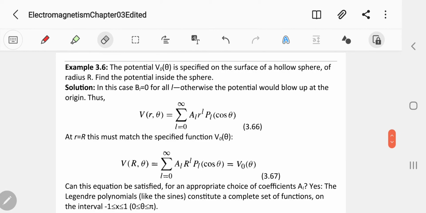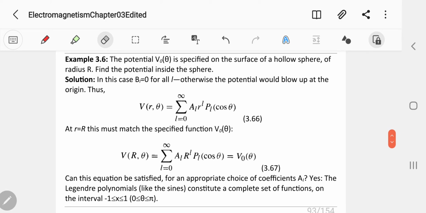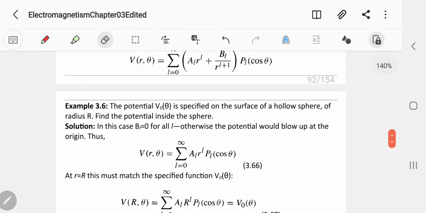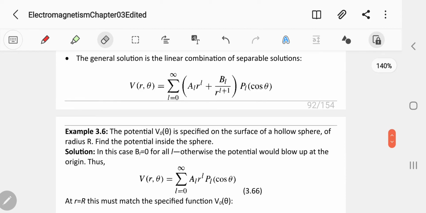So let's now look at example 3.6. The potential V sub 0 theta is specified on the surface of a hollow sphere. Hollow sphere means it's a spherical shell of radius R. Find the potential inside the sphere. So inside the sphere would be r is less than the radius.